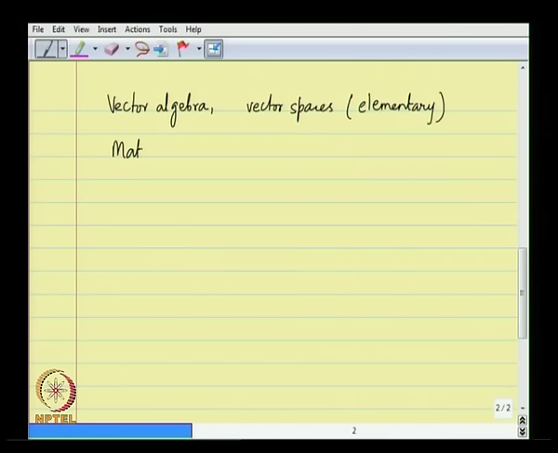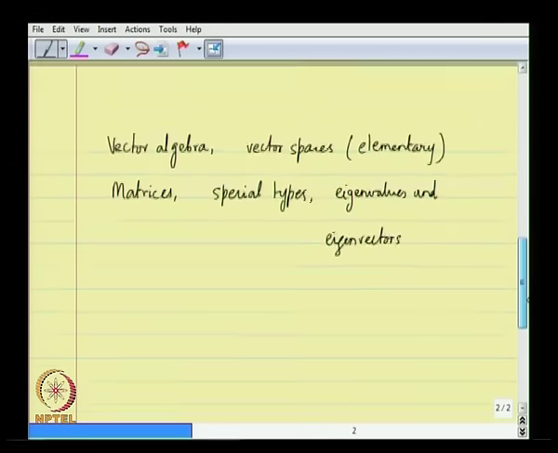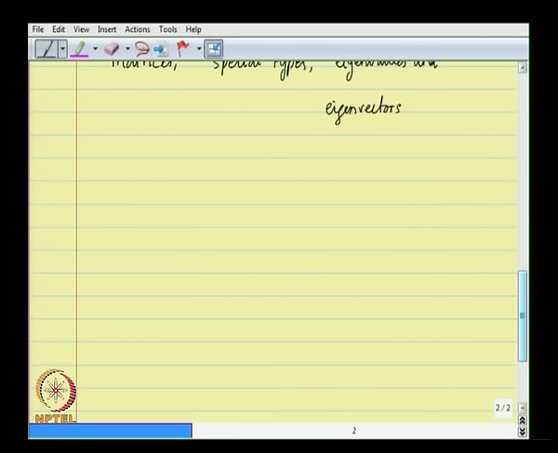On the mathematics, we will also talk about matrices in reference to some special types like unitary, orthogonal, Hermitian matrices, and the eigenvalues and eigenvectors of matrices. These are the various topics. The modules will show them grouped in some specific form. Then differential equations, first and second order.